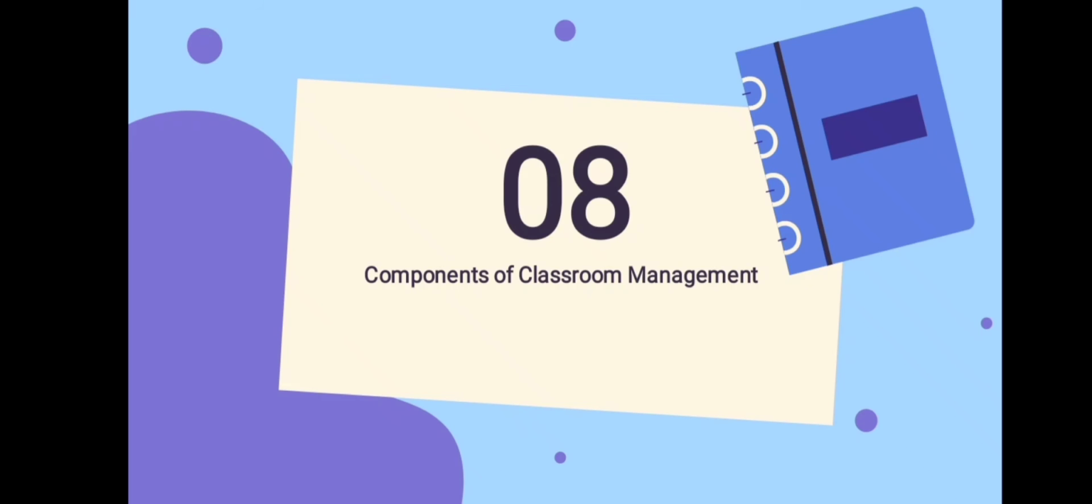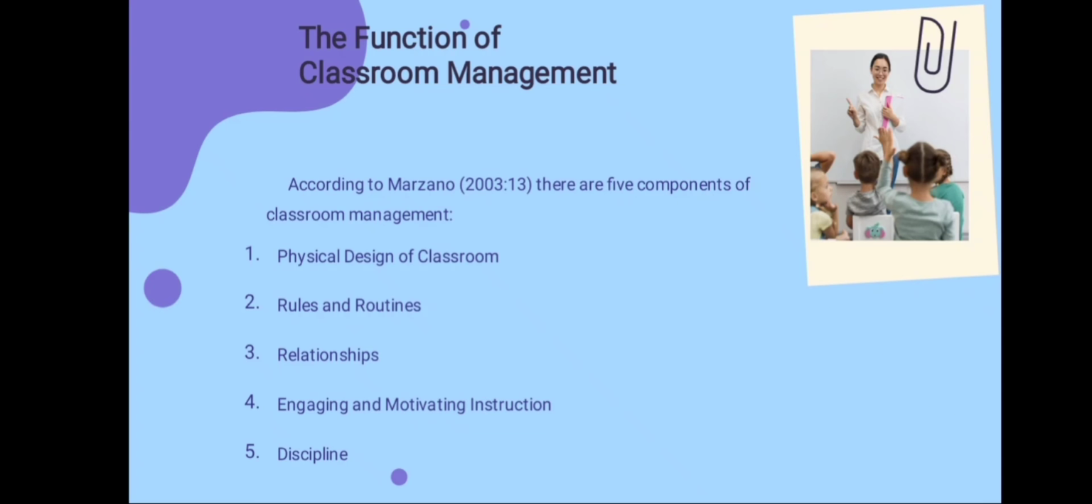Next slide about the components of classroom management. According to Marzano, there are 5 components of classroom management. First, physical design of the classroom. 2. Rules and routines. 3. Relationships. Number 4. Engaging and motivating instruction. And number 5. Discipline.